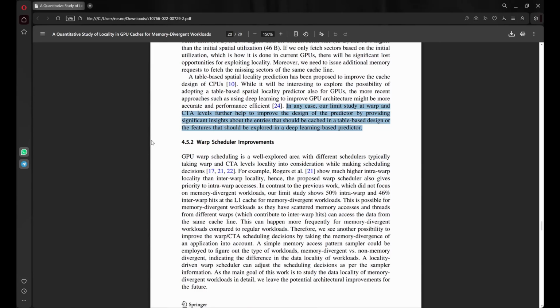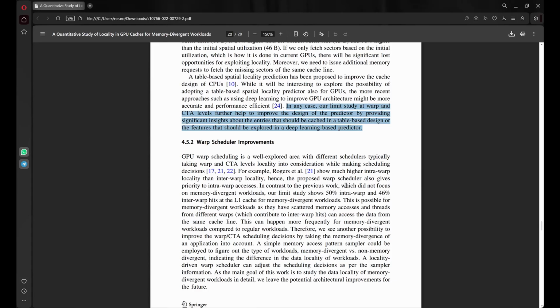Cool. Then it says warp scheduler. The other improvement that they recommend is warp scheduler improvements. GPU warp scheduling is a well-explored area, with different schedulers typically taking warp and CTA level locality into consideration while making scheduling decisions. For example, Rogers et al. show much higher intra-warp locality than inter-warp locality. Hence, the proposed warp scheduler also gives priority to intra-warp accesses.